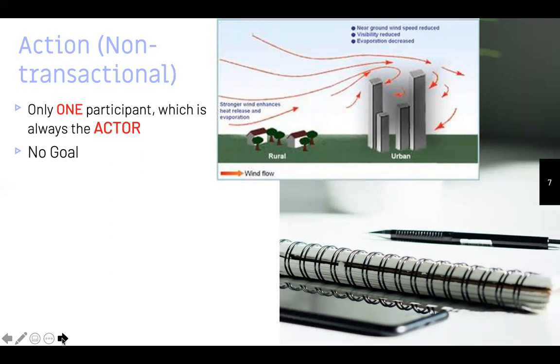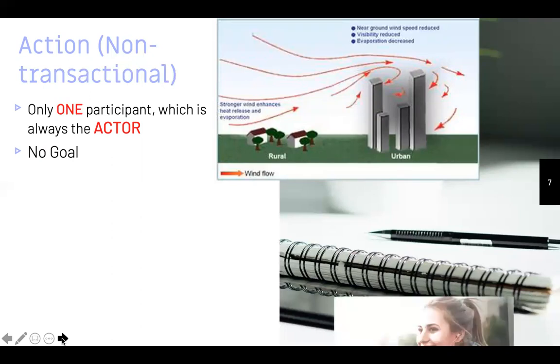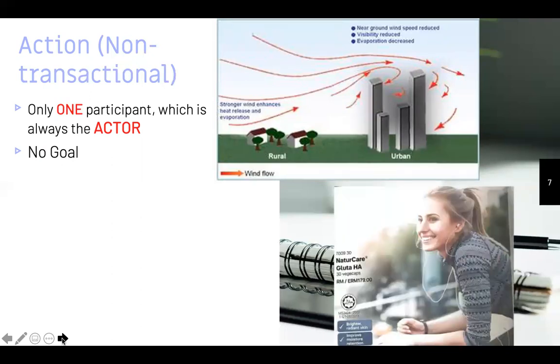The wind, and there is no goal. Right. The next image is an image of a lady in an advertisement. She is the actor, but there is no goal here. She's looking somewhere, not at the viewers, but at something else which we do not know. So there is no goal. So this is a non-transactional process.